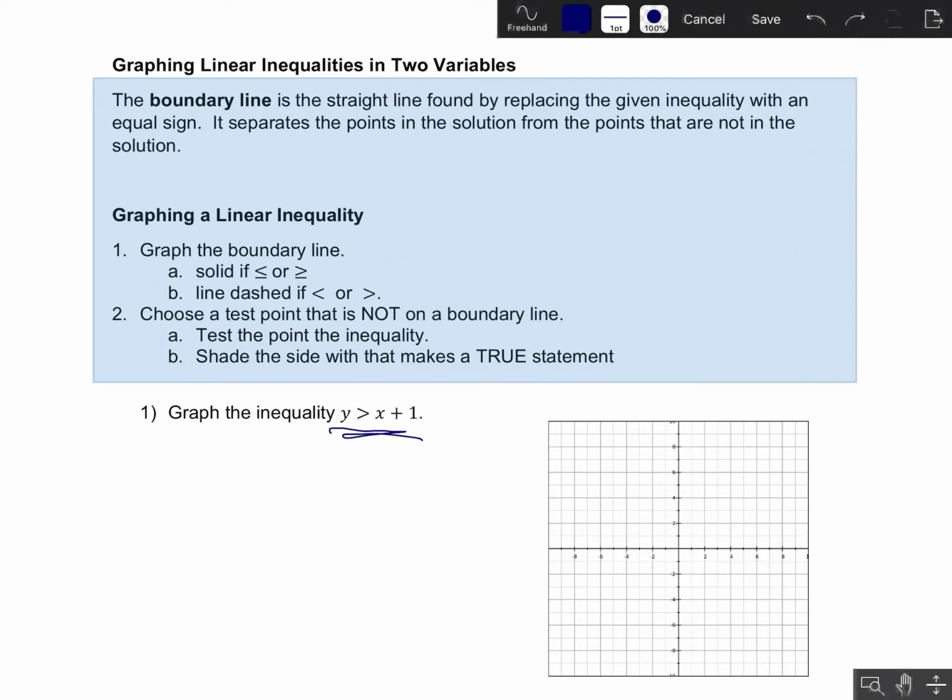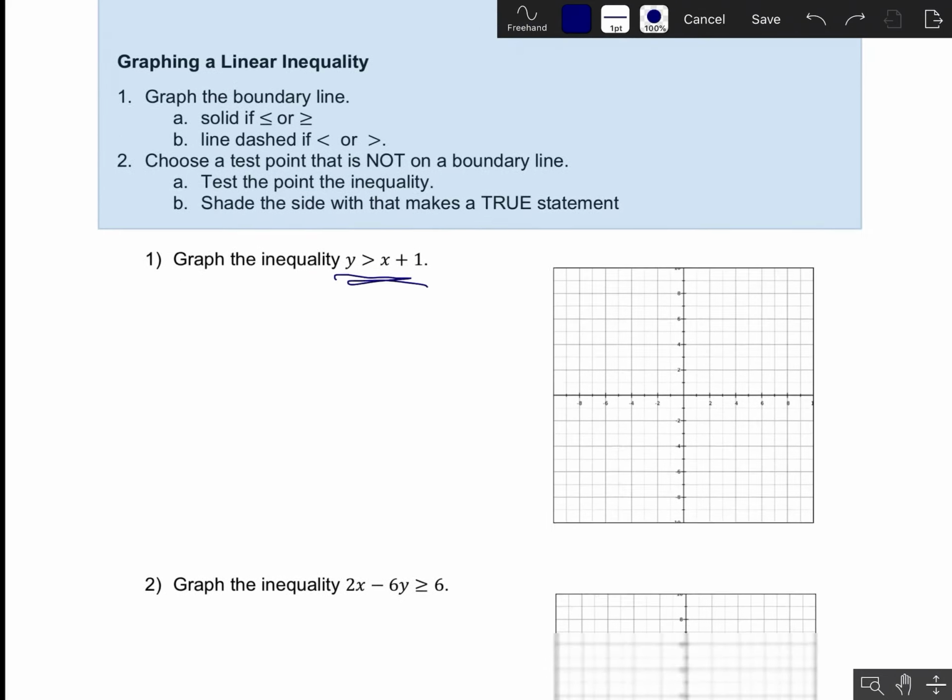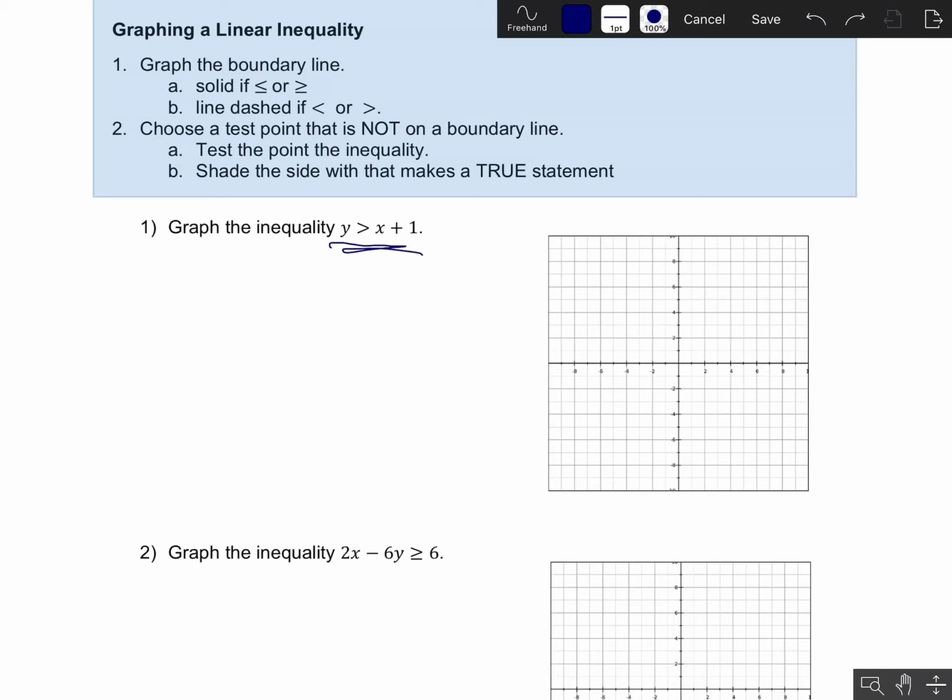And then if you want to decide which side of the line is the solution set, you can just pick a specific test point. It doesn't really matter which one you choose. And then you decide whether that point satisfies the inequality. If it does, then you're looking at the side of the line that should be shaded, and if it doesn't, then you're looking at the wrong side of the line. And then you'll shade the side of the line that makes the inequality true. So let's go through an example here so that you can see what I mean.